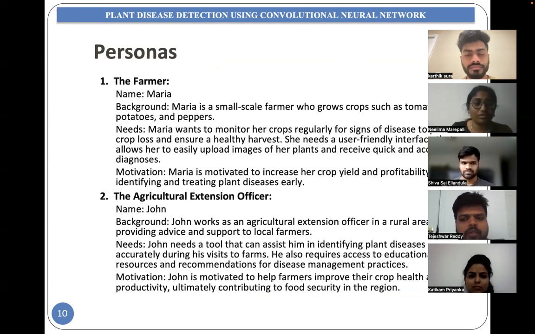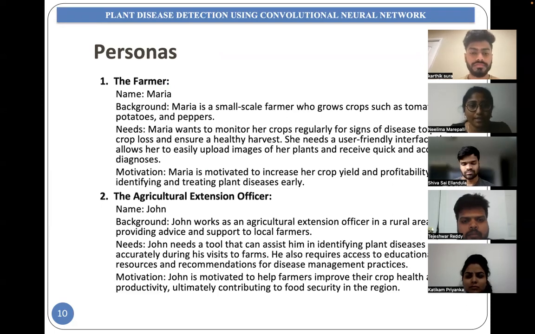Sorry. This slide says who is going to be involved in this project. The first one is the farmer. He wants to monitor his crops regularly for signs of disease to prevent crop loss and ensure a healthy harvest. He needs a user-friendly interface that allows him to easily upload images of his plants and receive a quick and accurate diagnosis. So this farmer will go to the agricultural extension officer to find a cure for that plant disease.